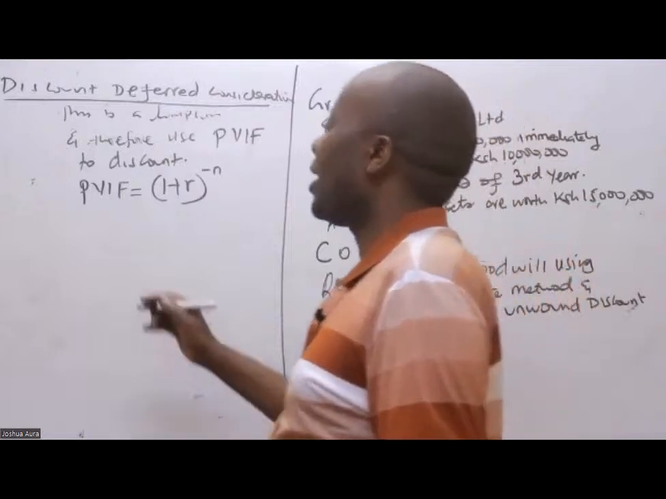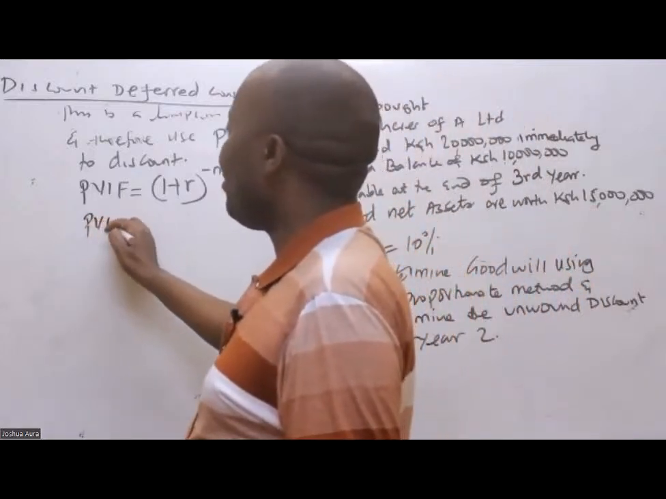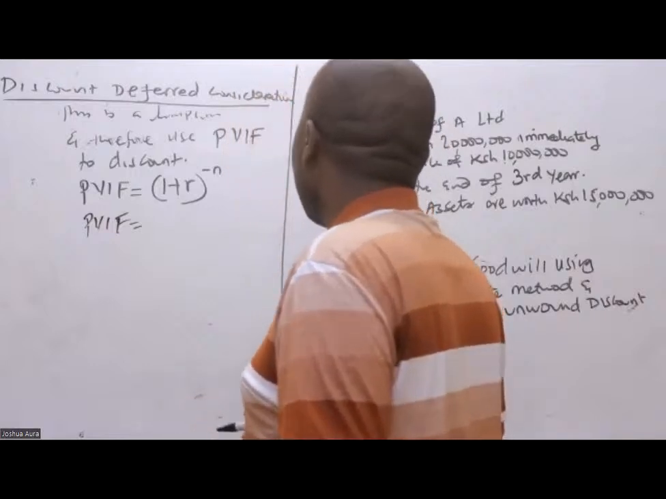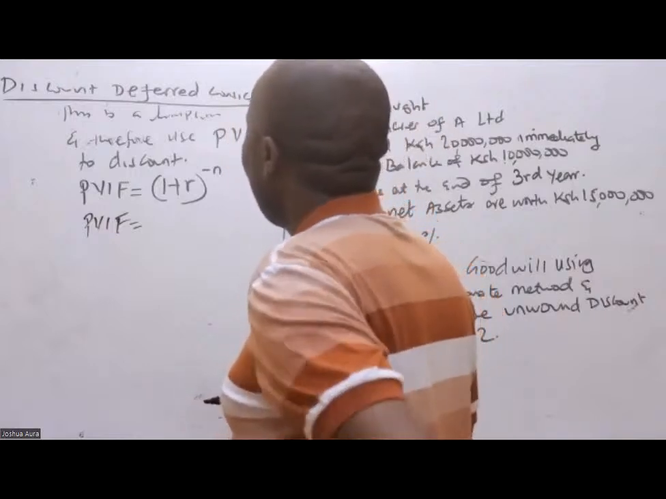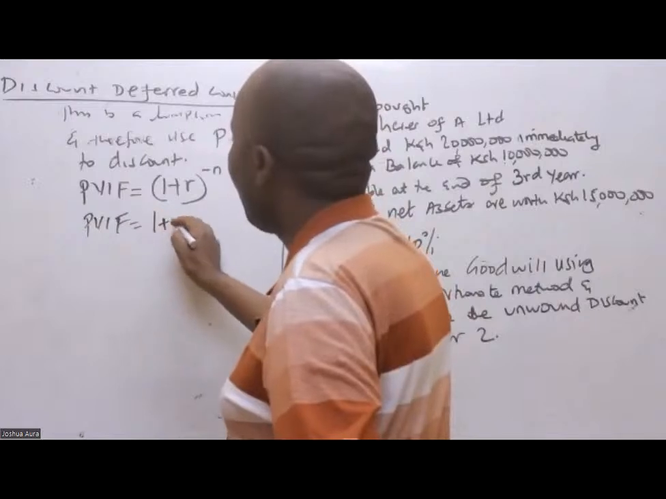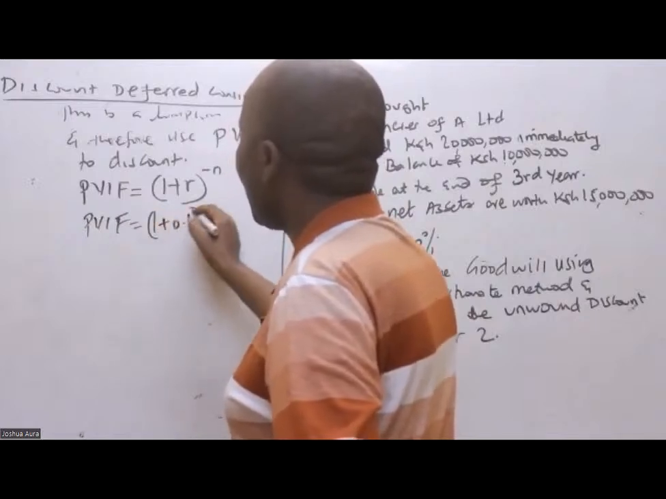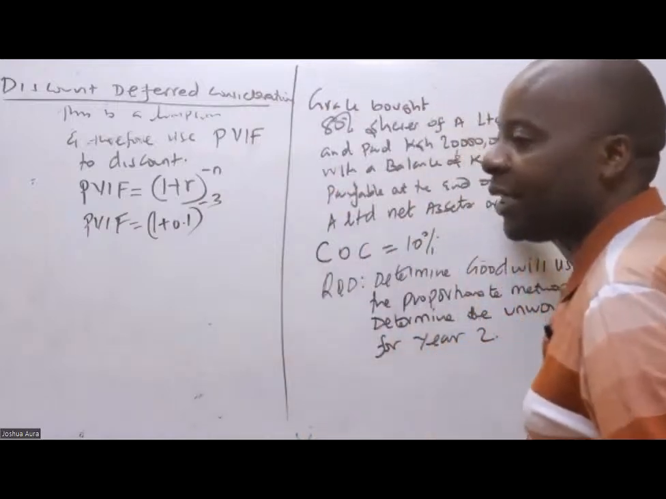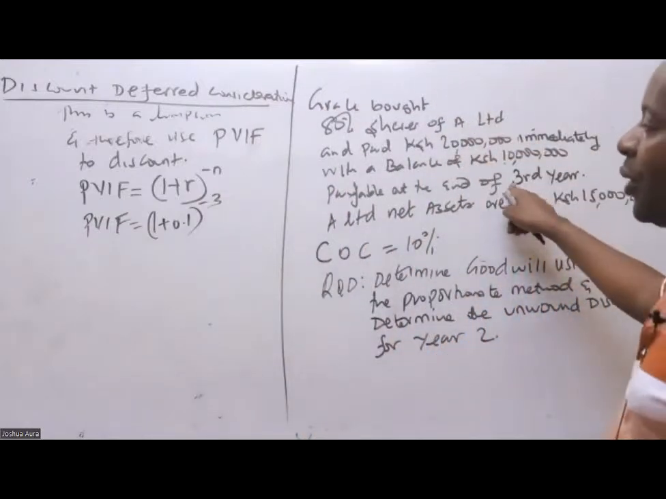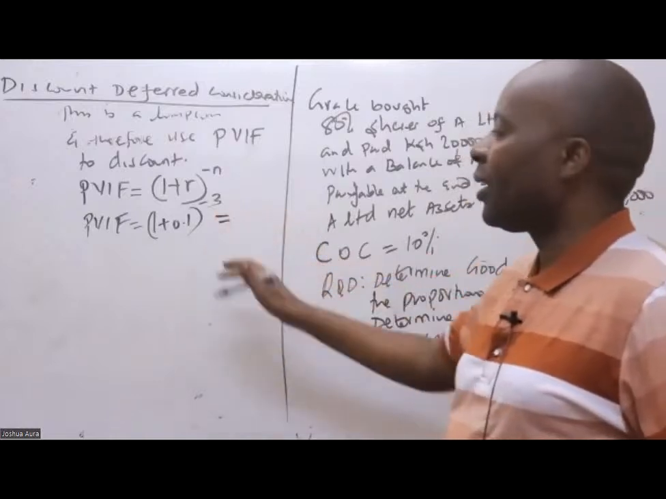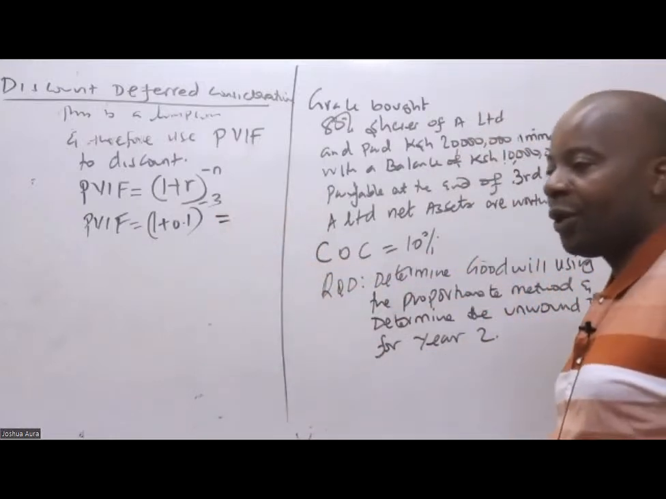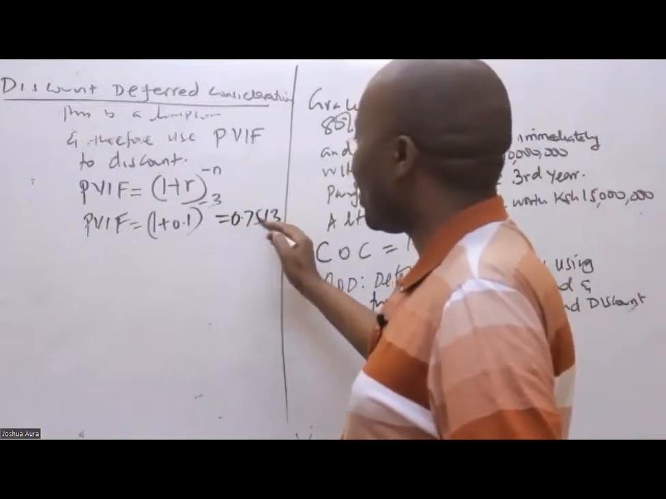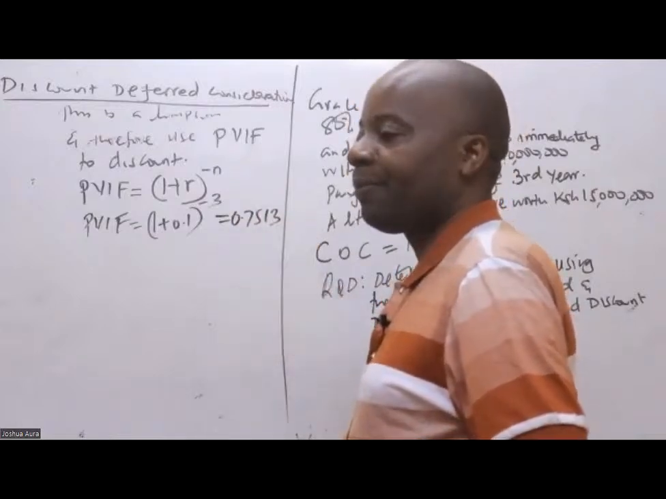So meaning that my PV here will be (1 plus R), which is 1.1, raised to -3, because Grace is going to be paying this amount at the end of the 3rd year. Is there somebody who can give me this figure? To 4 decimal places, Benjamin gives me 0.7513. Thank you very much.